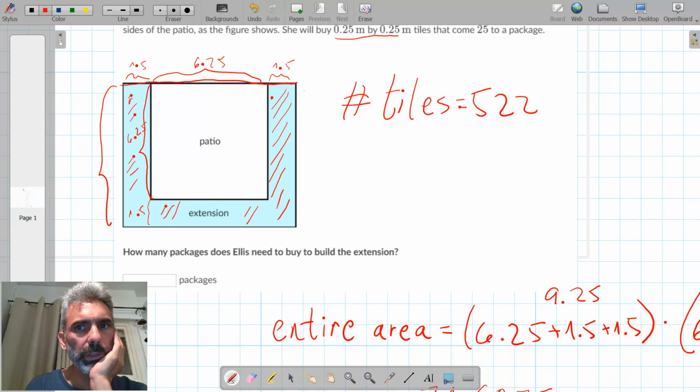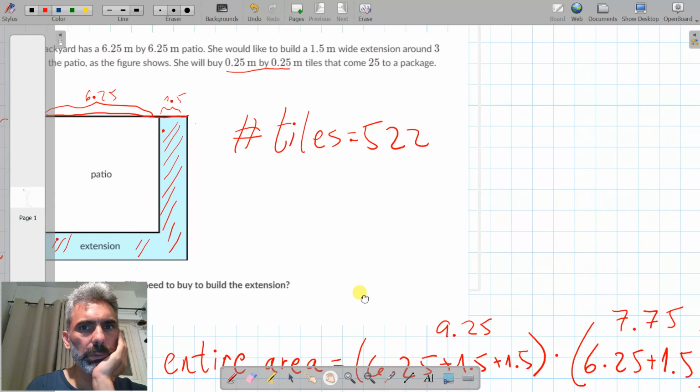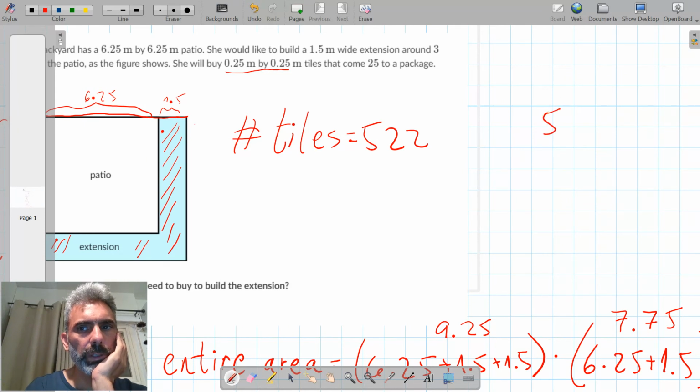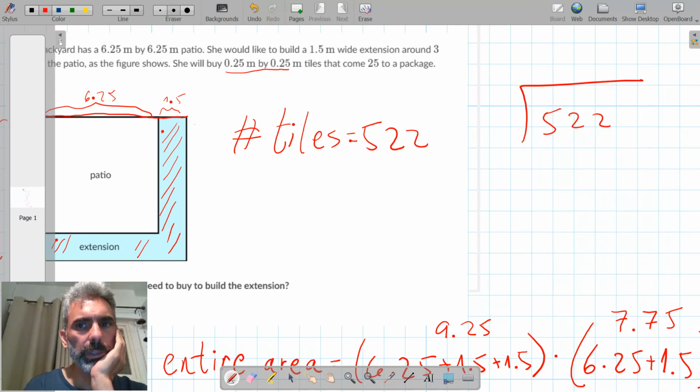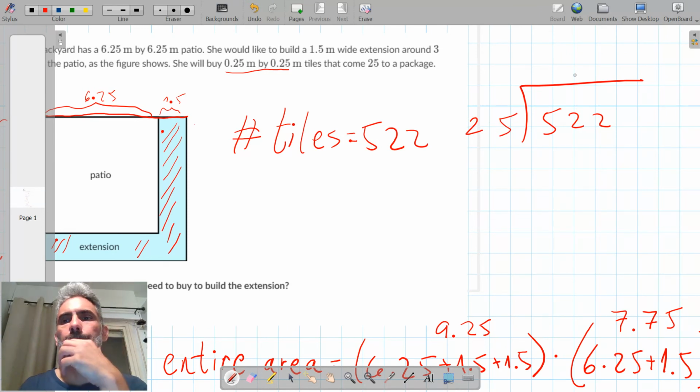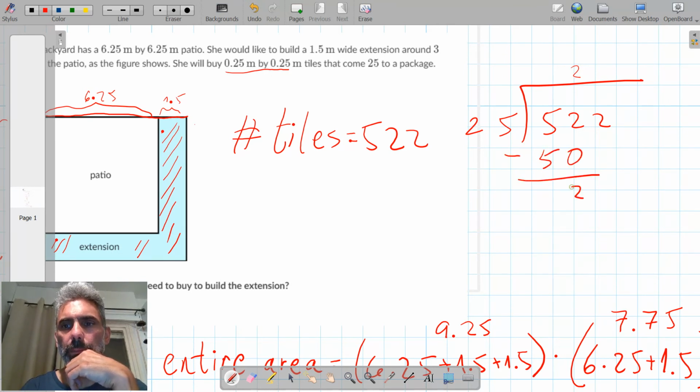So how many packages, if we have 25 to a package? 522 divided by 25, so 2 times 25 is 50, remainder of 2, bring down 2, 25 does not go into 22, so decimal point, bring down 0, 25 goes into 220.